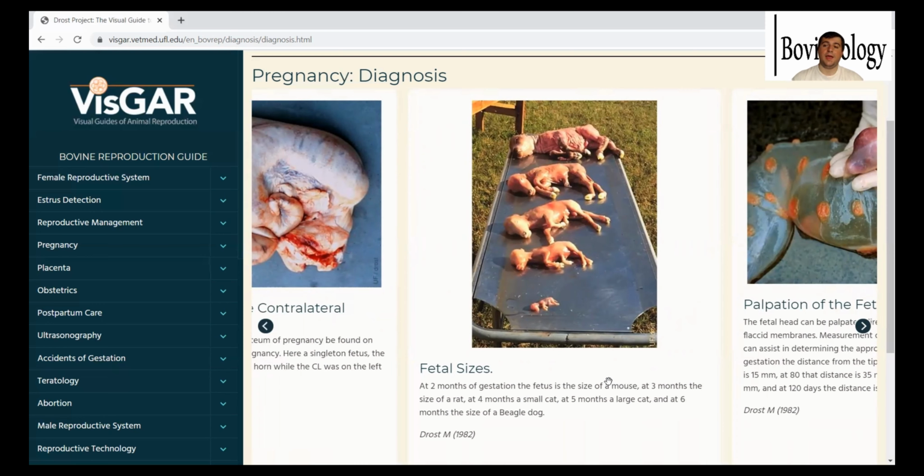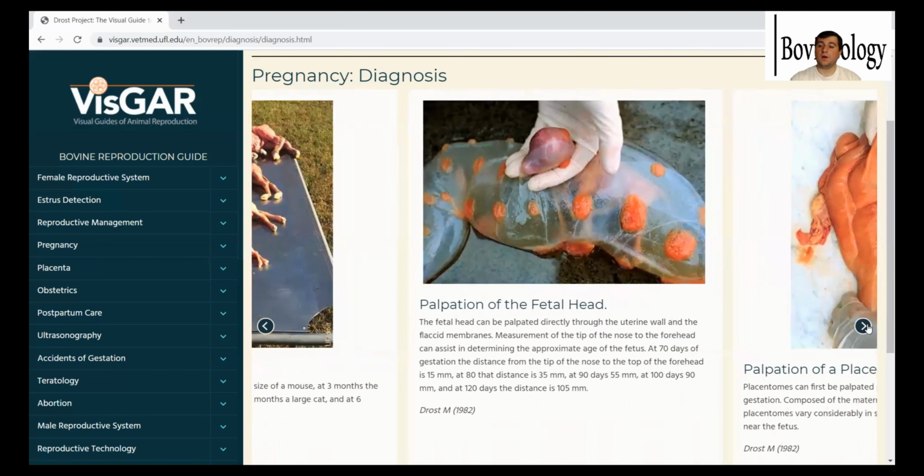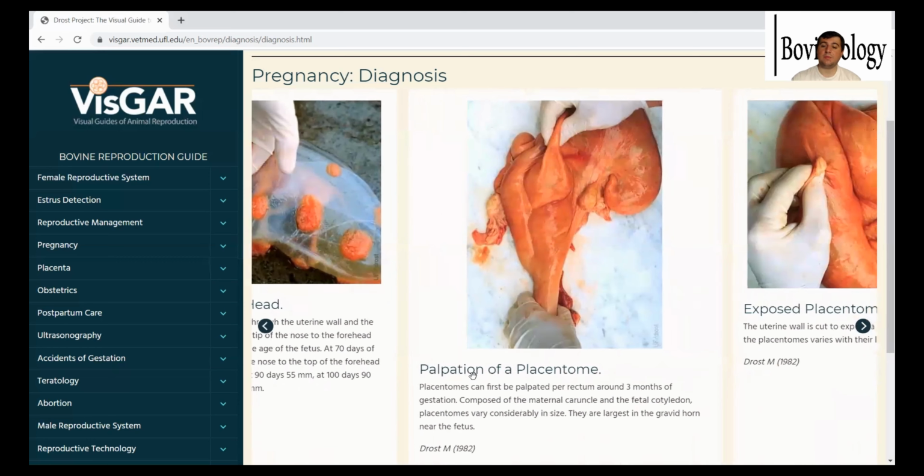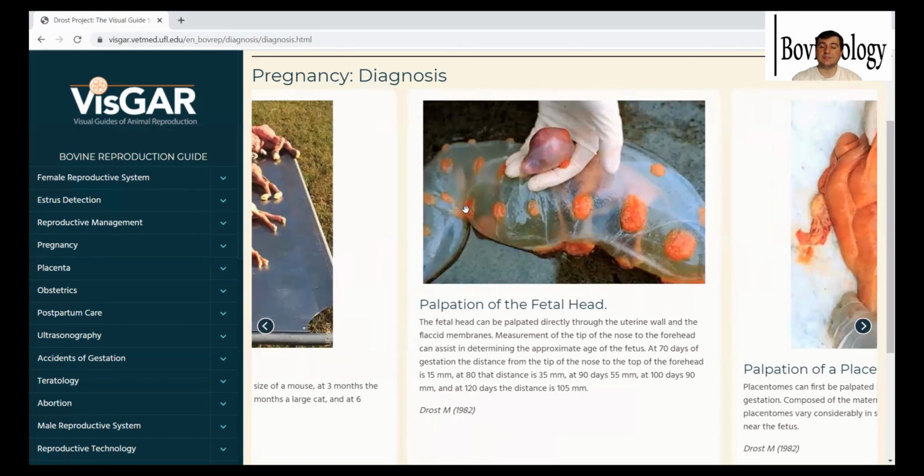Of course, as pregnancy progresses, it's natural that the fetus is going to grow. So you're going to keep looking for all the landmarks that I'm going to show you, but at a certain point you can also feel the fetus, and it's going to be easier to feel as it grows. So around day 90, you're going to be able to feel the placentome. The placentome is one of the distinct characteristics of the ruminant placenta.